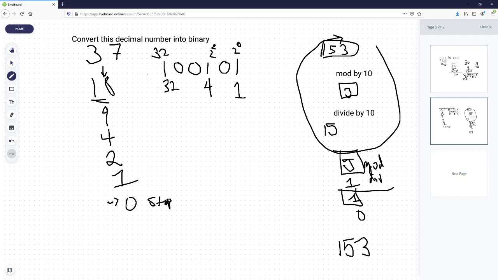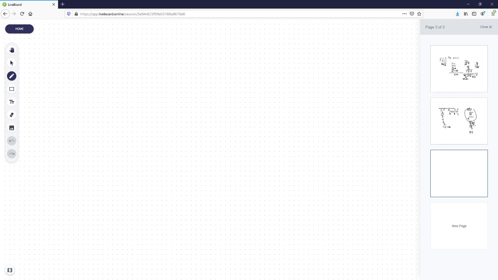All right. So let's convert another one. Let us convert, let's say, oh no, wait, we want to convert, let's convert 1729 into binary.